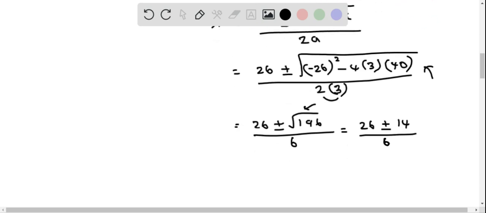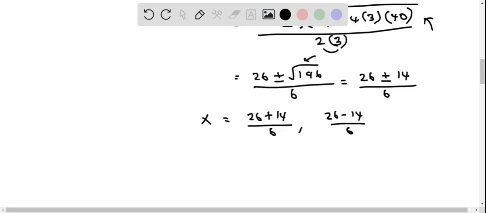So we get two values of x, that is x equals 26 plus 14 over 6, or 26 minus 14 over 6. And this equals 26 plus 14 is 40 over 6, and 26 minus 14 is 12 over 6. So 40 over 6, we can divide both terms by the common factor, that is 2. So this becomes 20 over 3, comma, 12 by 6 is 2.